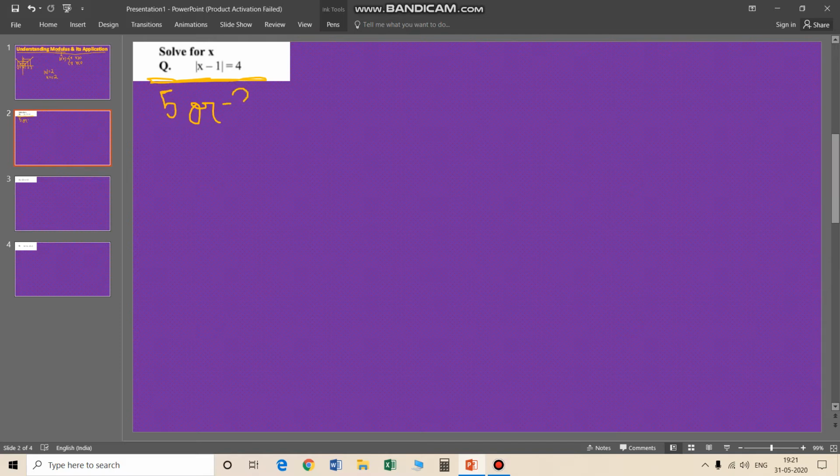It is so simple that one can only put the values and check where this will hold. But since there is a formality, we need to solve this question. It's modulus of x minus 1 equals 4. Then we will write this as x minus 1 equals plus minus 4.